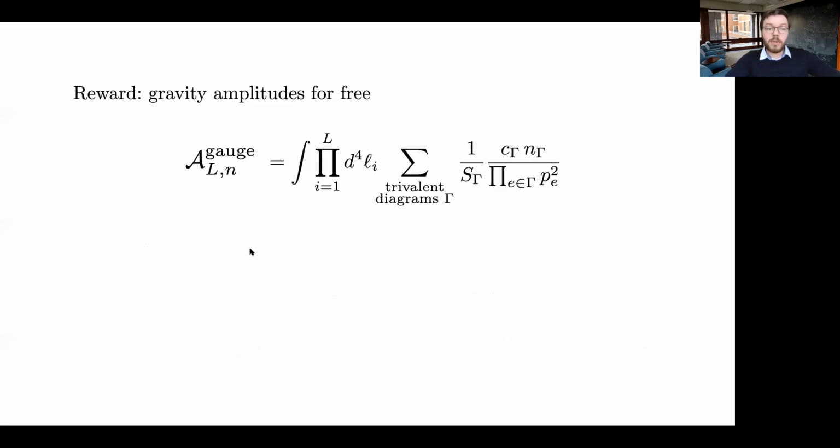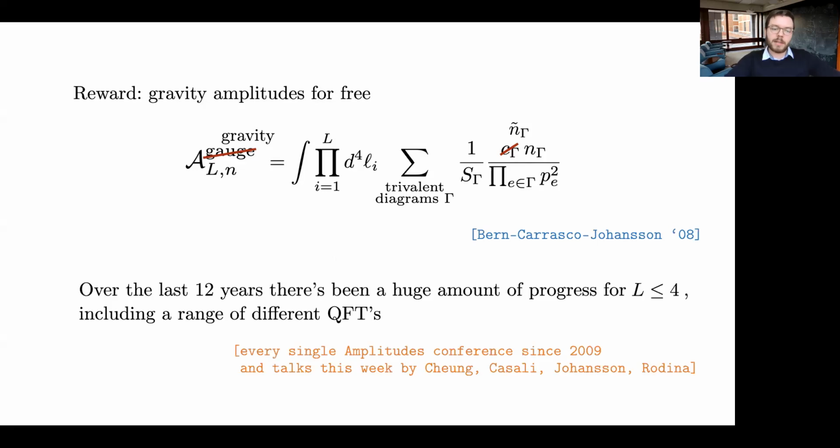However, if you manage to do this, there's a large reward because you essentially get a gravity scattering amplitude for free by simply replacing these color numerators with another copy of kinematic ones. We obtain the gravity integrand. So that's a famous result of Bern, Carrasco, and Johansson. Over the last 12 years, there's been a huge amount of progress, up to 4 loops, and including a range of different quantum field theories. So we've heard about those topics in every single Amplitudes conference as well as in talks this week.